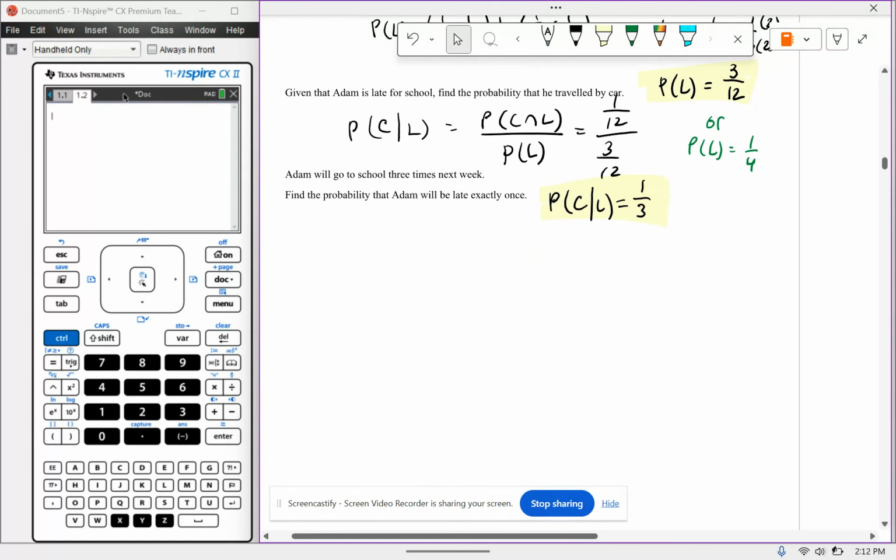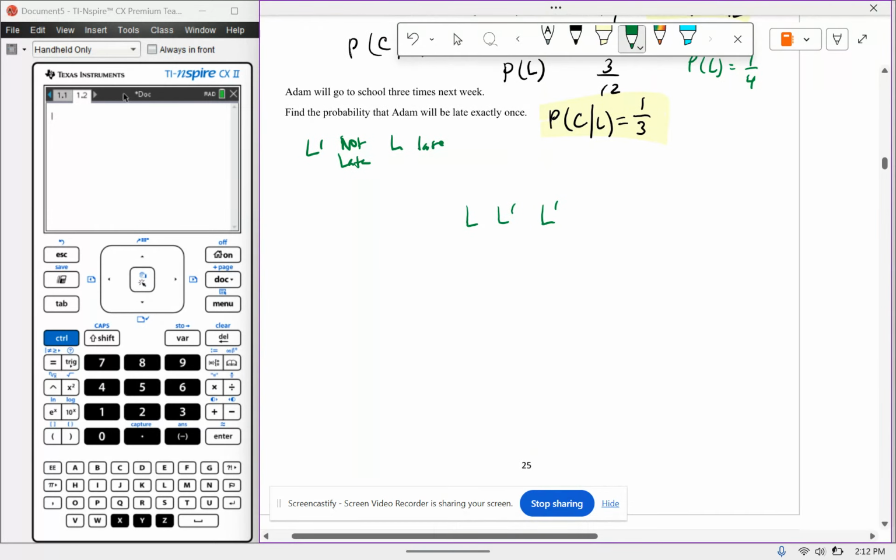Here we go. Adam will go to school 3 times next week, so we're examining 3 days. We are illustrating a sample space for 3 days. Find the probability that Adam will be late exactly once. Okay, so this is late. This is not late. He can only be L one time. Let's put it at the first one. If he's late on the first day, he has to be not late the other 2 days. This is for 3 days, right?